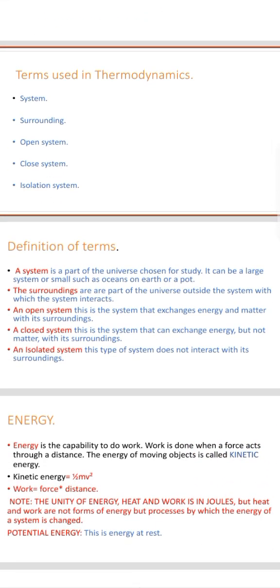Let's look at the definition of each of these terms one after the other. A system is a part of the universe chosen for study. In thermodynamics, the word system is a part of the universe chosen for study. It can be a large system or small, such as the ocean on Earth or a pot. For instance, let me use an example of a system for you. Let's say you want to cook a soup. The pot that you use to cook the soup, the pot is the system.